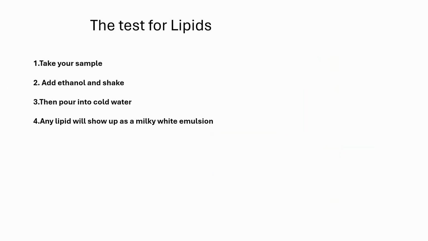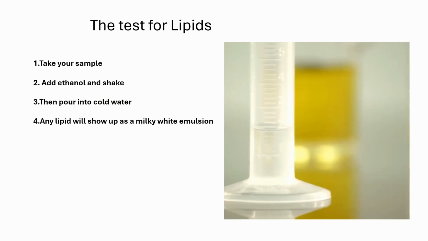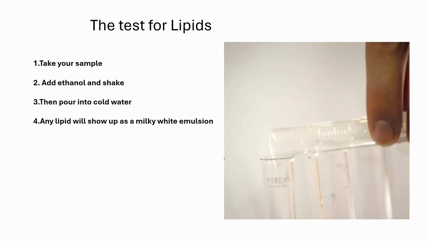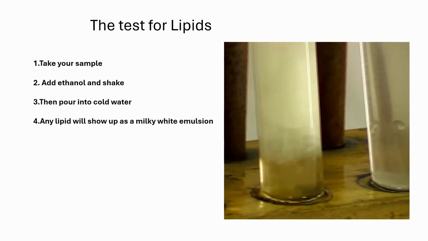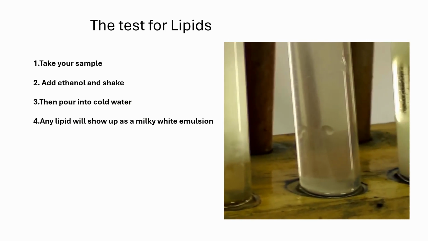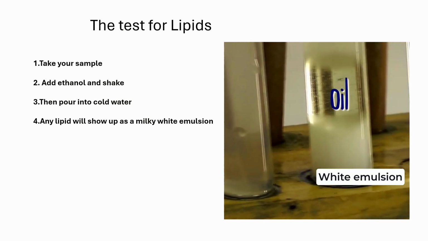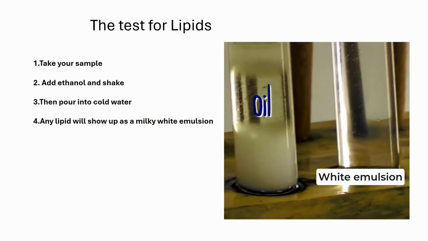Okay, let's look at the test for lipids. This is the final bit of scientific knowledge you need for biology A level with lipids in biological molecules. So take your sample, add ethanol and shake, then pour into cold water. And if you have any lipid, like this oil here in this tube, you're going to get a milky white emulsion. And it's as simple as that.